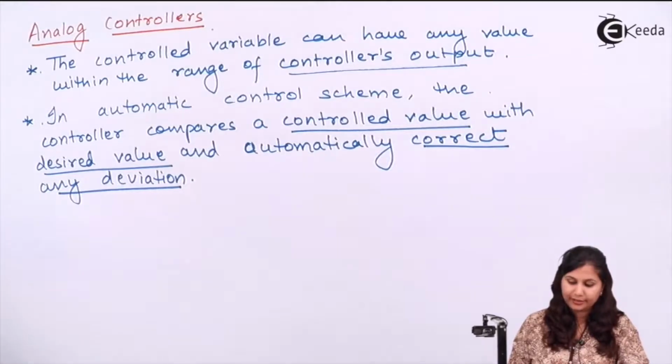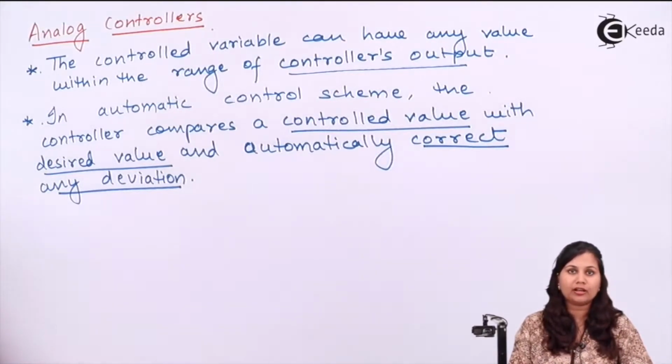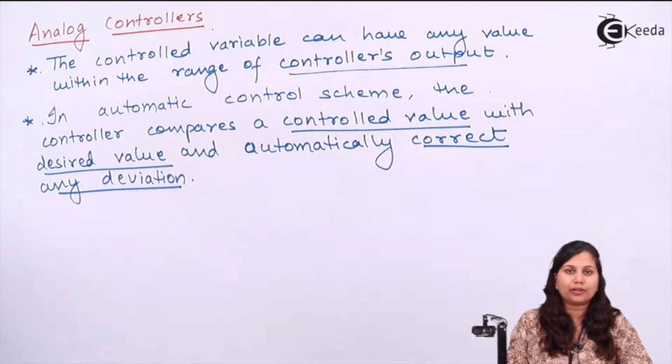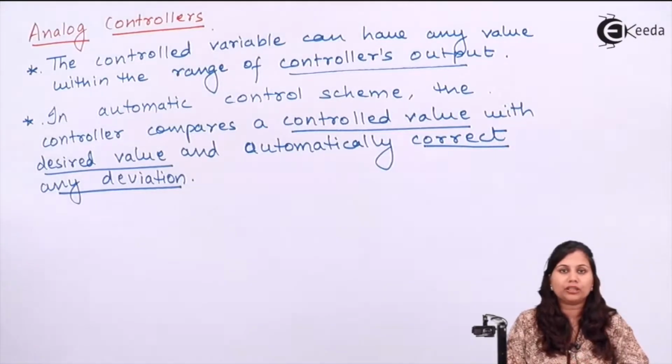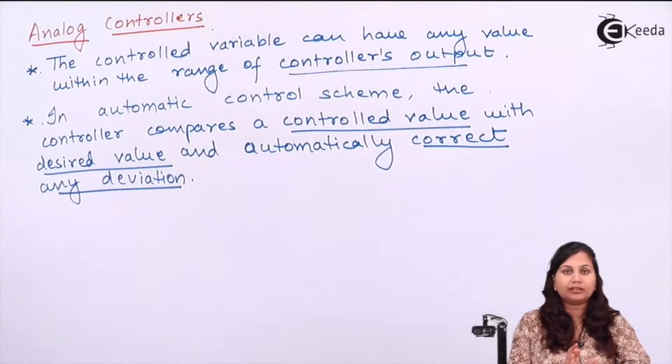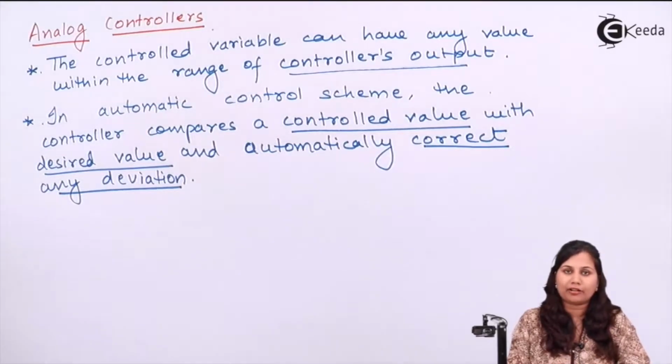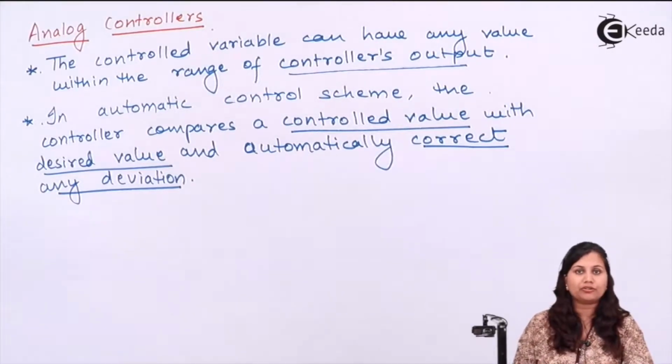This correction is made by a function, and depending upon the function used to correct this deviation, there are three types of controllers. First is the proportional controller, second is the derivative controller, and third is the integral controller. By the name you can understand that the proportional controller uses a proportional function, the derivative controller has a derivative function, and the integral controller has an integration function.